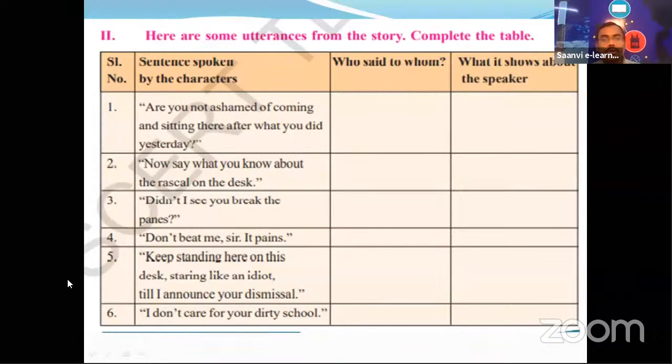Now, the fourth one. Don't beat me, sir. It pains. Swaminathan said this to the headmaster. What does it show about the speaker? Innocence.